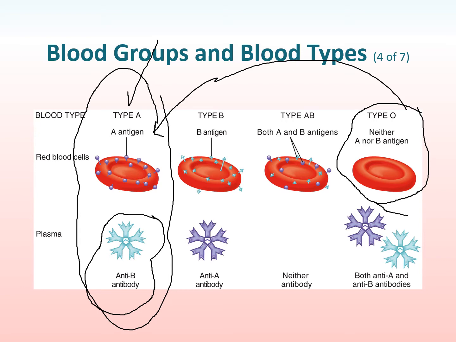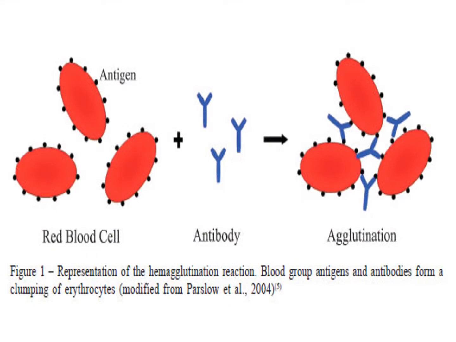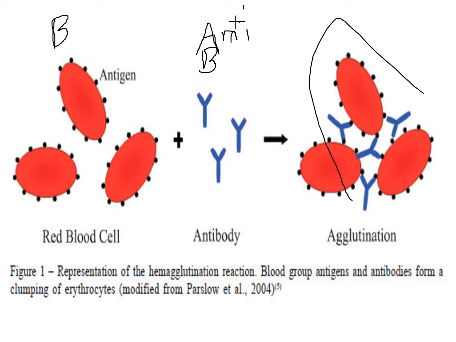This right here would not be good. This is anti-A. If you gave me blood type B, my body would attack it because my body makes anti-B antibodies. That's anti-B antibodies. And what would happen is agglutination right there. You see it on the right side? That is not good.